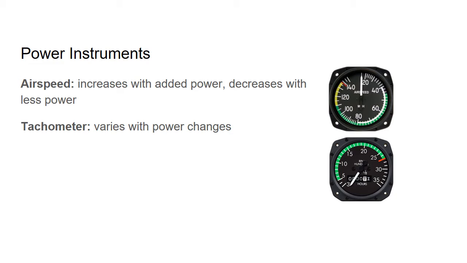Both airspeed and the tachometer, or manifold pressure and tach in a constant speed equipped aircraft, are your power instruments. If you're trying to maintain a specific airspeed, your airspeed indicator is primary for power. If you're trying to set a new power, then your engine instruments, either the tachometer or the manifold pressure and tachometer, are your primary instruments.